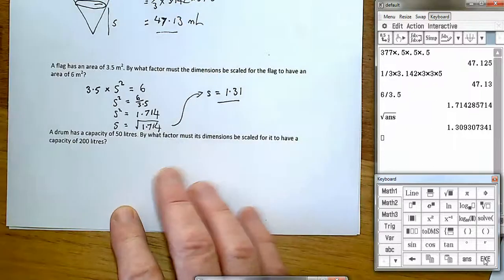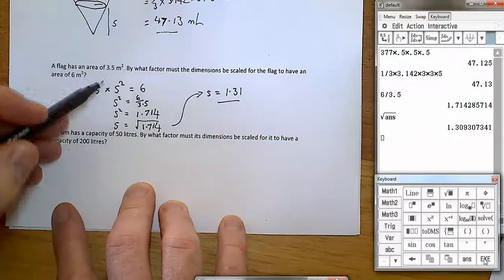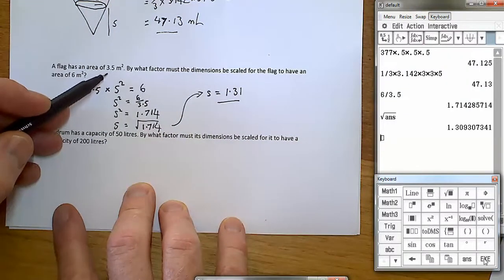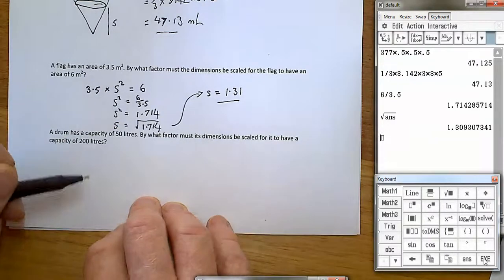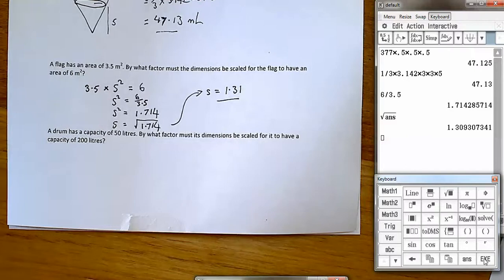So, in other words, if the flag had the initial area of 3.5 metres squared, and if its dimensions are increased by a scale factor of 1.31, its area will end up being 6 metres squared. Now the last one is a similar question. The drum's got a capacity of 50 litres. By what factor must its dimensions be scaled for it to have a capacity of 200 litres?